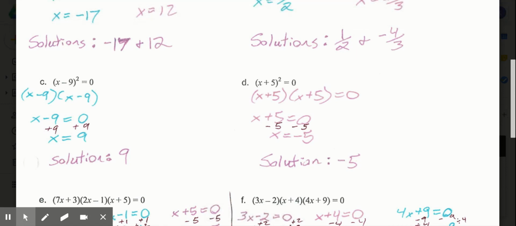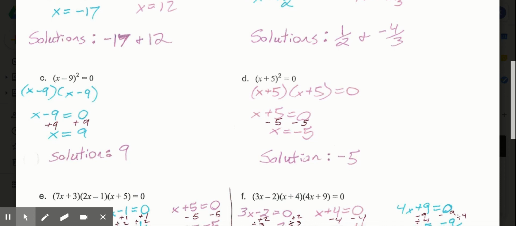In D, we have x plus 5 to the second power equals 0. That's the same thing as x plus 5 times x plus 5. So solve one of those for x. x plus 5 equals 0. Subtract 5 from each side, and x equals negative 5.